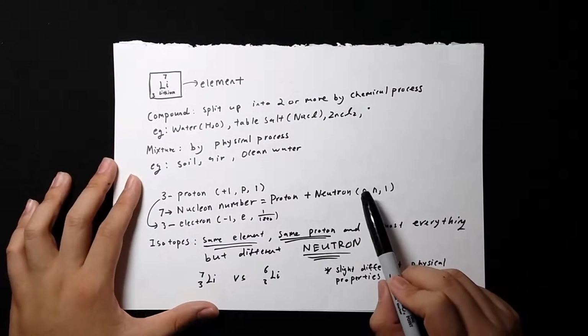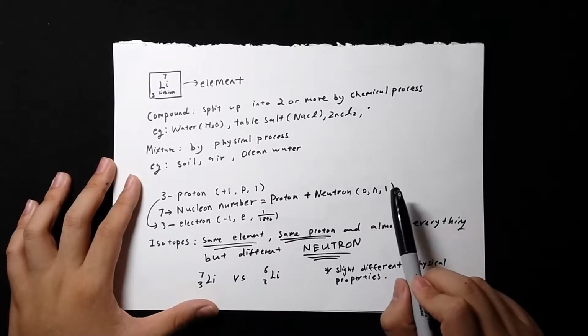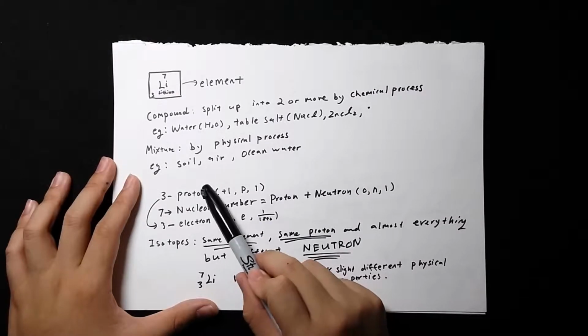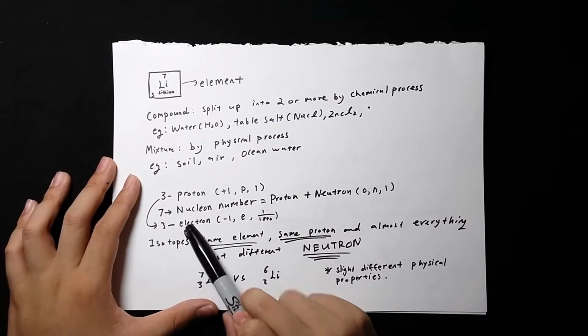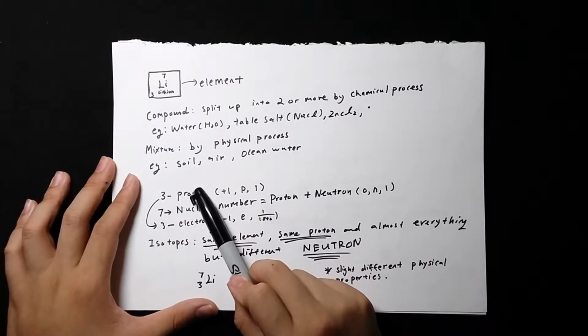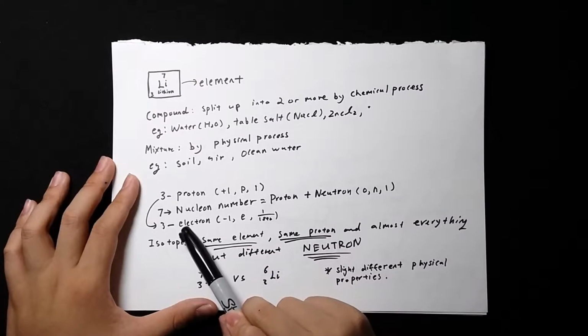The nucleon number is the number of protons plus the number of neutrons. Neutrons have a charge of 0, they are neutral, and you can represent them with N, and they have a relative mass of 1. And the next thing you need to know is that the number of protons is usually equal to the number of electrons for the element itself. So if the proton number is 3, the electron number will be 3; if the proton number is 1, the electron number is 1.